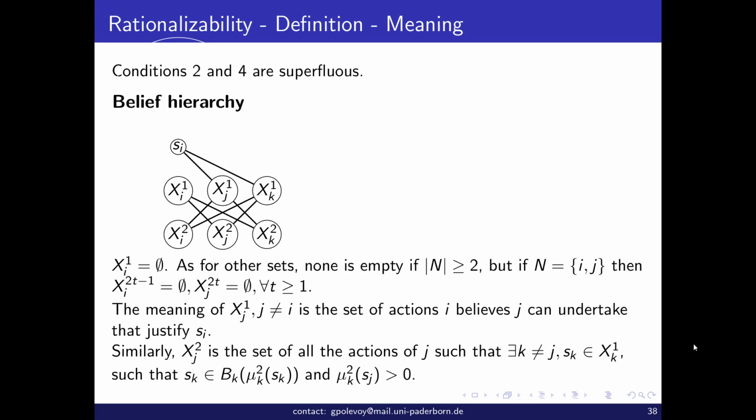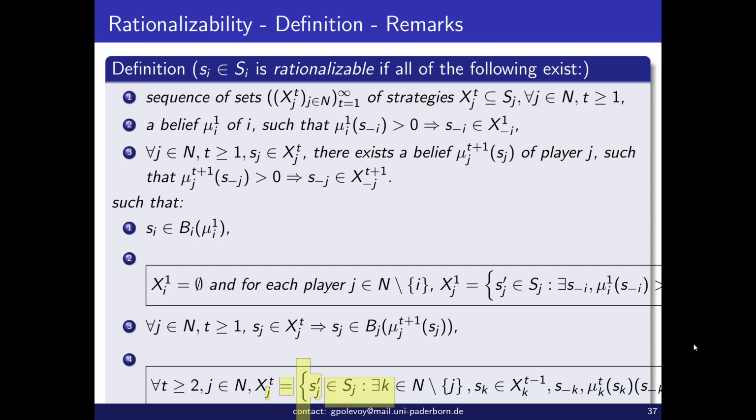Let me just say that when I said the conditions 2 and 4 are superfluous, I mean that we can allow for larger sets x_t,i, x_t,j, or x_t,i. It will simply mean that we use more possible actions which we will need to justify. So it definitely does not make it easier for us.